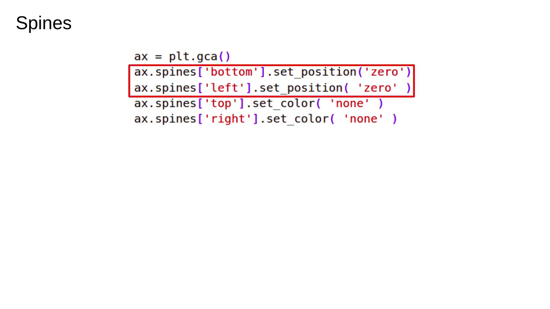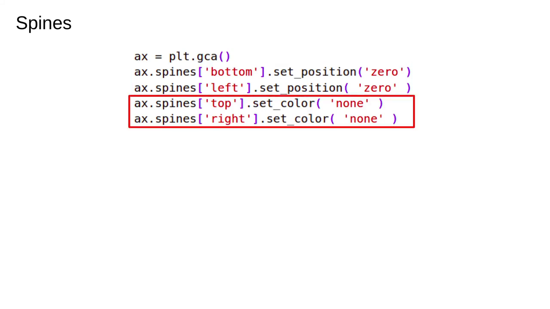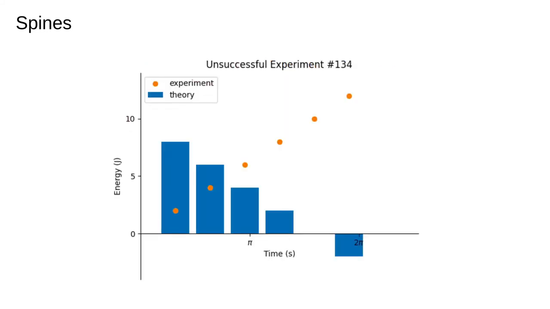The bottom and left spines have been moved to the 0 position. This puts the corresponding spines at x equals 0 and y equals 0. We have set the top and right spines to have a color equal to none. If something doesn't have a color, it isn't drawn, so this is just a way to remove them. Putting it all together, we get this, which looks a lot better.